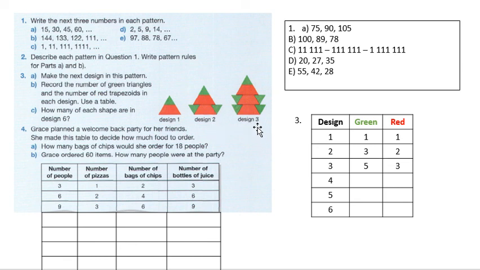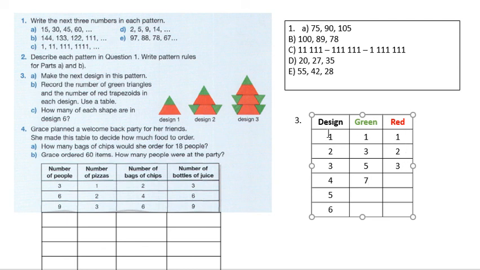And for our next design, it's 1, 2, 3, 4, 5 green and 1, 2, 3 red. So to continue to make this particular design for the next one, I'm going to do it all in one here. Notice that's what's happening to my green. I'm adding 2 every time, from 1 to 3 to 5. So for the next one, I would need 7 green polygons. For our red, we're increasing by 1 every time.